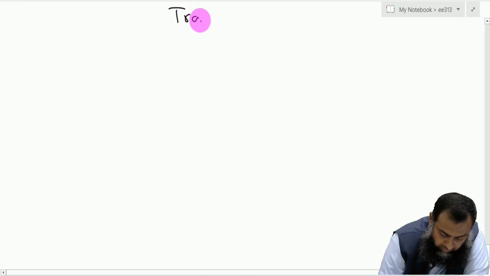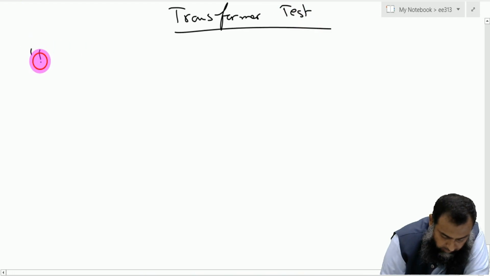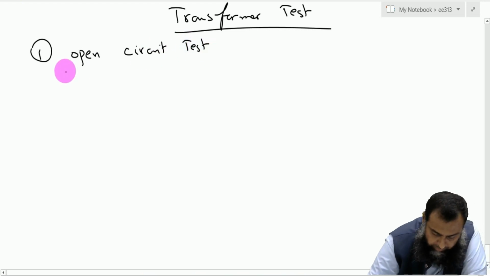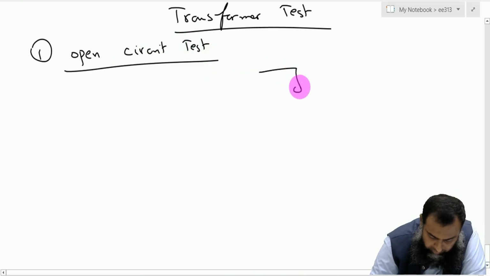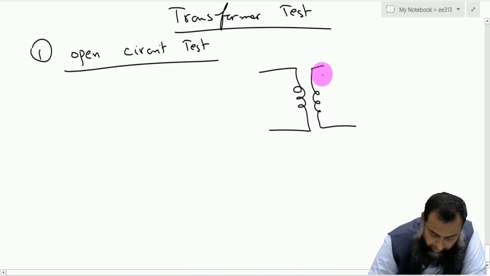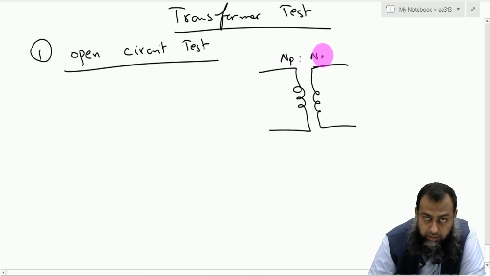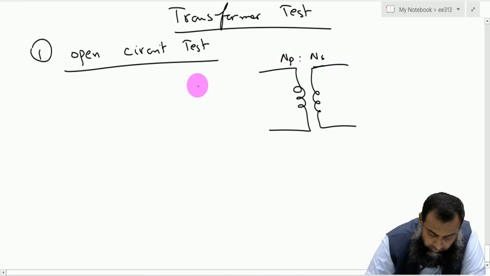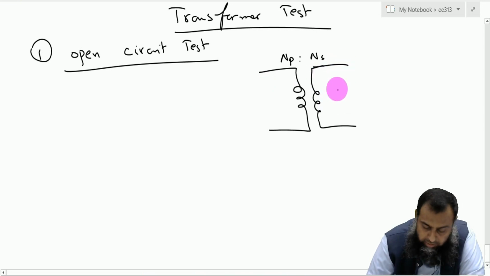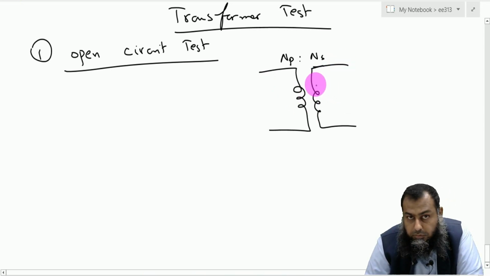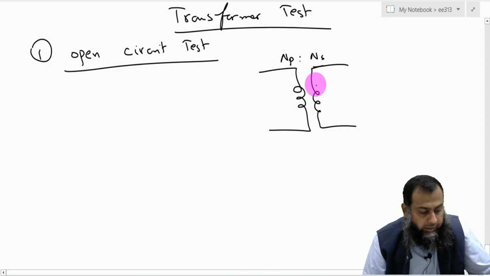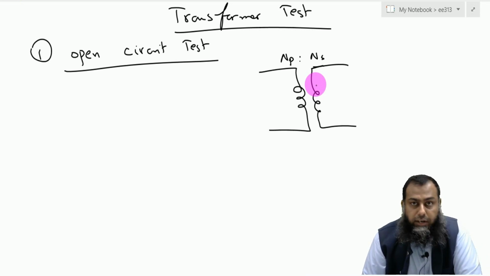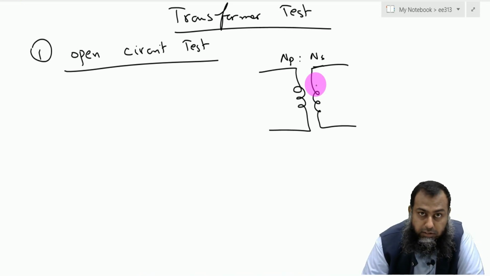So these are typically two tests. The first test is known as the open circuit test, right? In an open circuit test, for example, we have this transformer, and in this transformer this is NP and this is NS, right? And one of the windings is left open circuit. So which winding is left open circuit, and on which winding do we take the measurement? This is the first question.